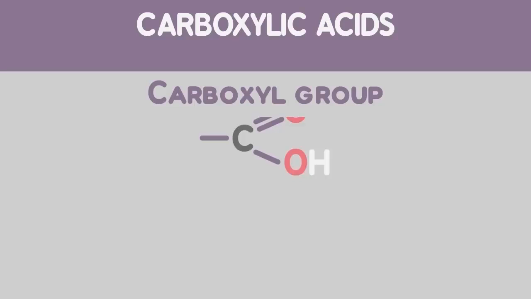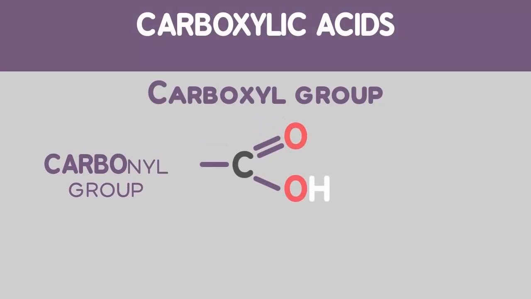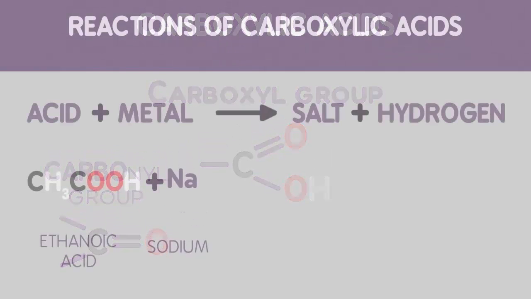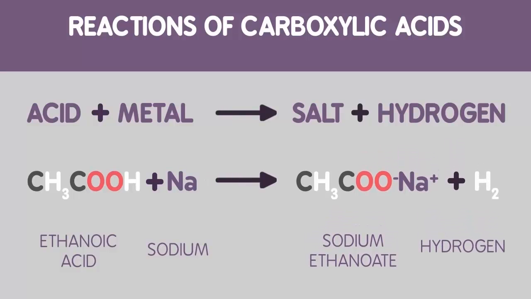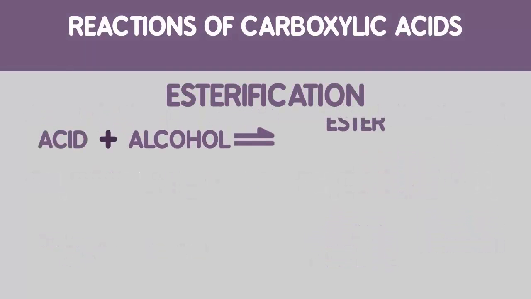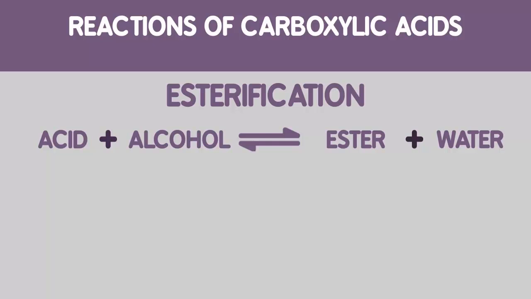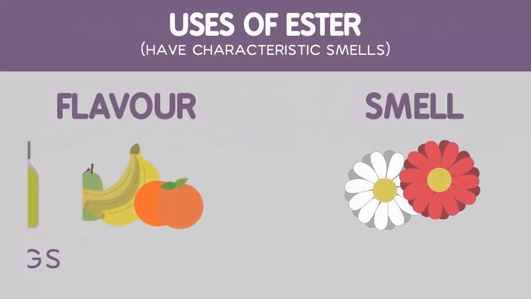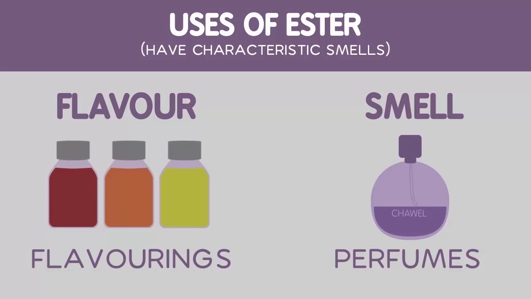So, to recap, carboxylic acids contain the carboxyl group. They show the typical reactions of acid. With alcohols, they undergo esterification to produce esters, and esters are used in the catering and cosmetic industries.